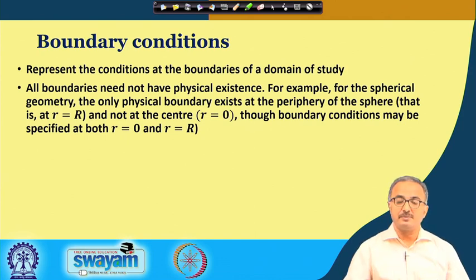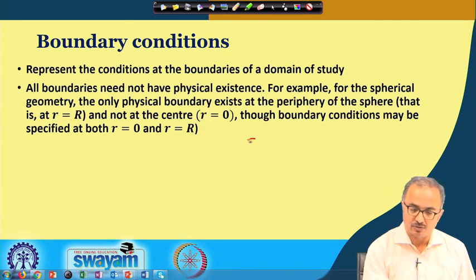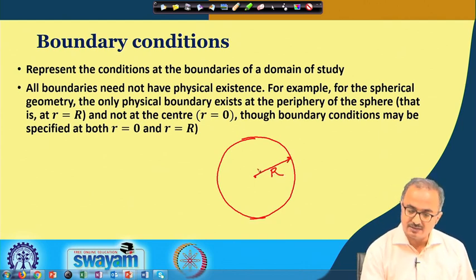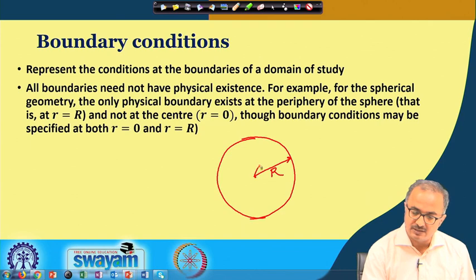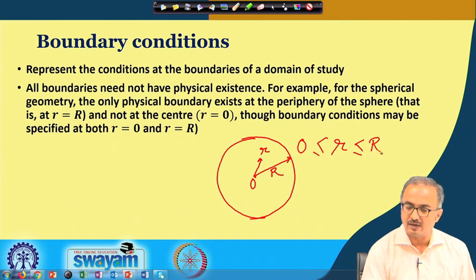Okay. Now for example, let us talk of a sphere. Suppose this has this center, and suppose the radius is, say, capital R. Let us say that any radial position is given by, say, small r. So that means r will be varying between, suppose this is the 0 origin, between 0 and R.